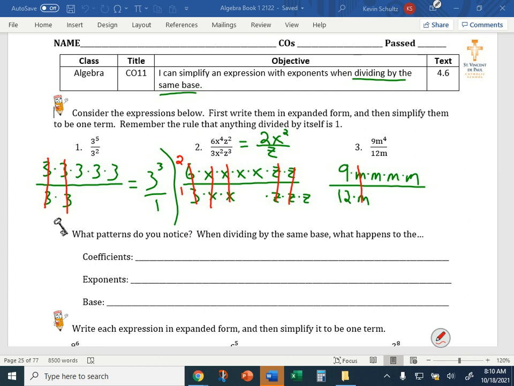9 and 12 don't divide evenly like my 6 and 3 did. So instead of saying here we divide, 6 divided by 3, we're going to simplify 9/12. What does 9/12 simplify to be? And again, this is a fraction. So think about it just like a fraction. Kylie? 3/4. Okay. So what do I have left? In my numerator, I've got a 3 and m cubed, 3 m's remaining. In my denominator, I've got a 4.